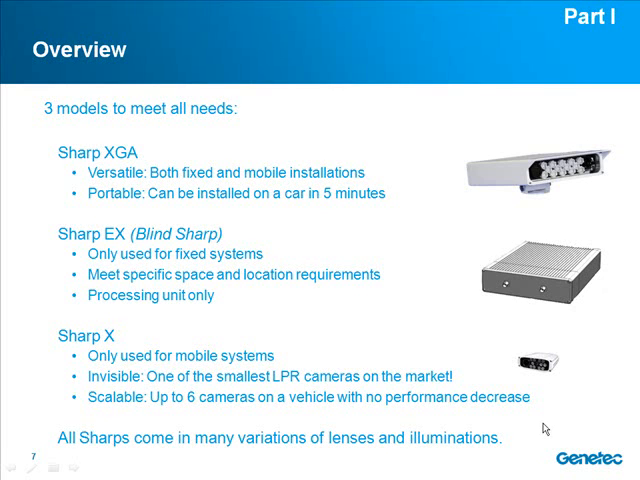This system is also very scalable. You can have up to 6 cameras on a vehicle without any decrease in performance. The other main difference between the classic Sharp and the Sharp X is that the processing is done on a separate unit, which can be stored in the trunk or other part of the vehicle. Each processing unit can handle 2 cameras, so if you want to add more cameras, you'll have to add more processing units. If you add more cameras, you won't have a decrease in performance, just a decrease in trunk space.